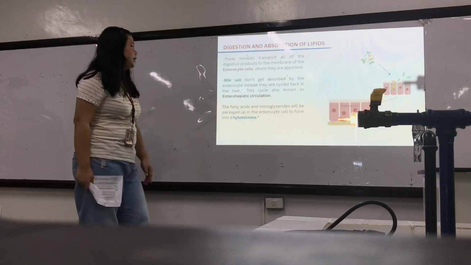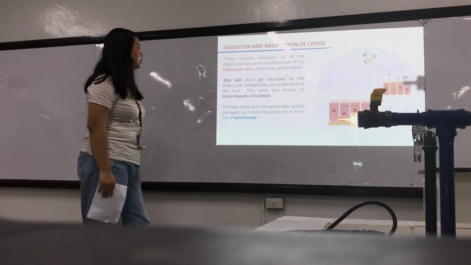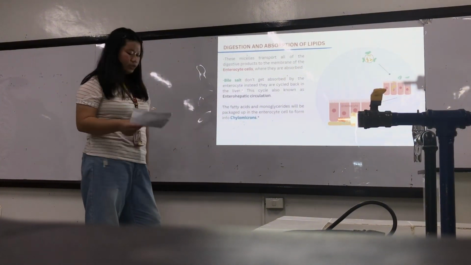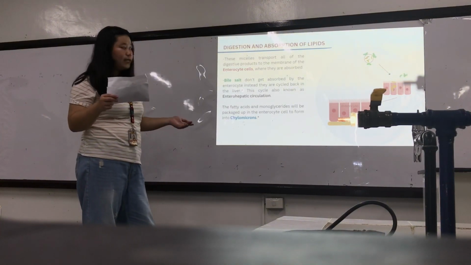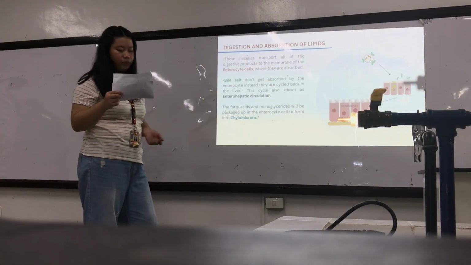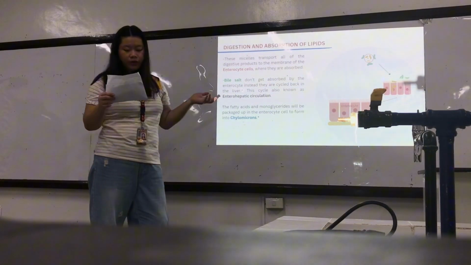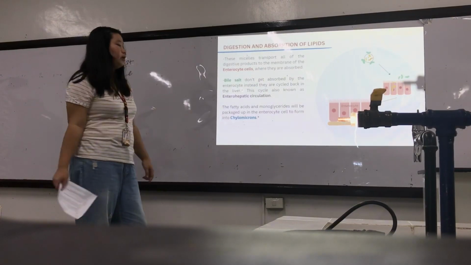The fatty acids and monoglycerides will be packed up in the enterocyte cell to form chylomicrons. These chylomicrons will be transported to the lymphatic capillaries, and from the lymphatic capillaries, they will then enter the circulatory system where they will be transported throughout our body. That's all.